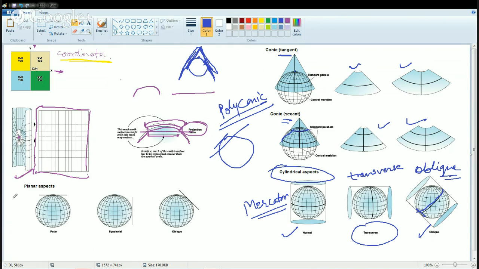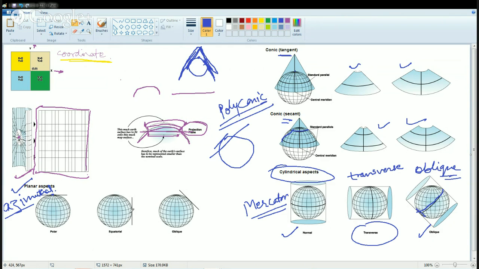And finally, the most important one is the planar or the azimuthal. We already understood what is azimuth. So we have the azimuthal projection here. If it is tangent to the pole, it is known as polar projection. If it is tangent to the equator, it is equatorial projection. And then a planar projection can be oblique if it is oblique to either of them.